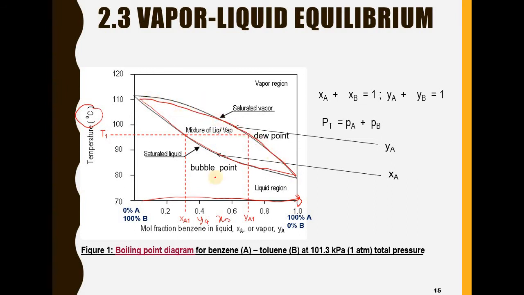From this graph you can see that these two curves are telling you something. Up from this curve is the saturated vapor, or we call it the dew point. At the bottom here is the saturated liquid, or we call it the bubble point. Later I will show you the definition of dew point and bubble point.